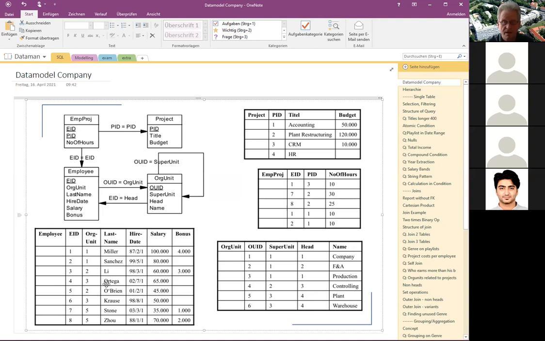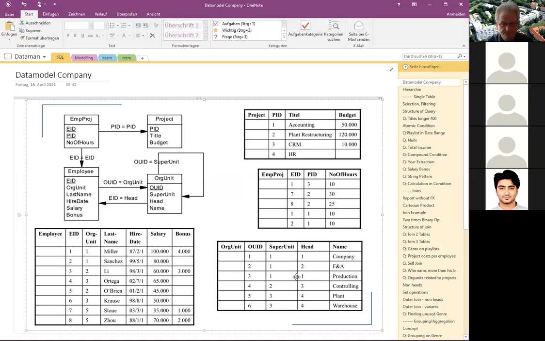So Ortega is head of plant and warehouse at the same time. But each singular organizational unit can only have one head. So that's not possible, that you have organizational units with two heads. It could only be one head in this data model here.